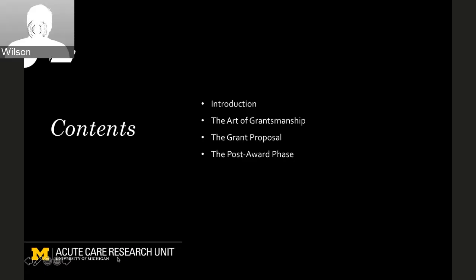Today's workshop will be divided into four main sections: the introduction section to grant writing, the art of grantsmanship, the grant proposal process, as well as what the post-award phase might look like.